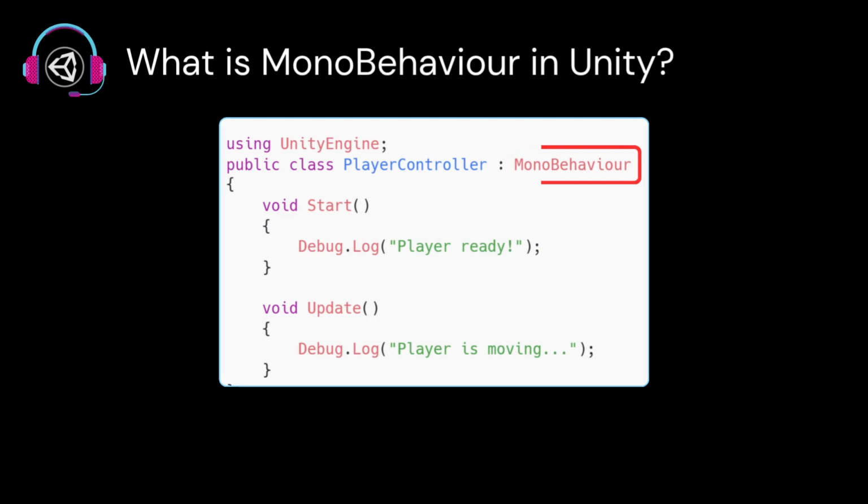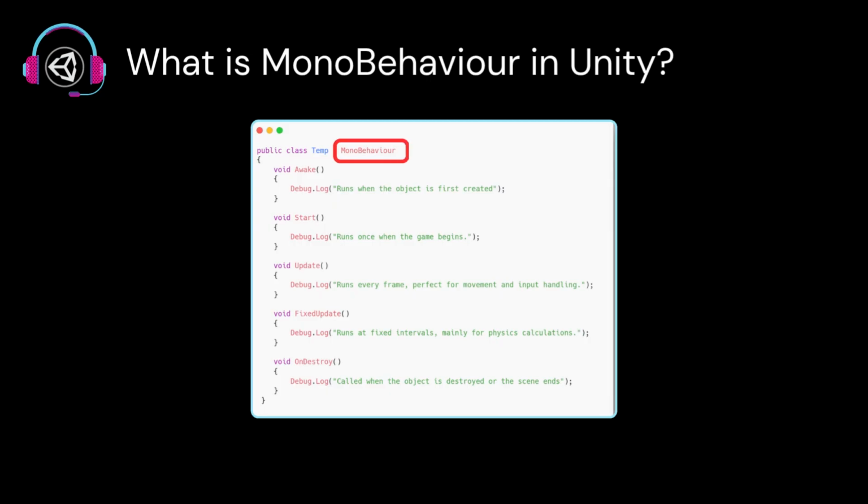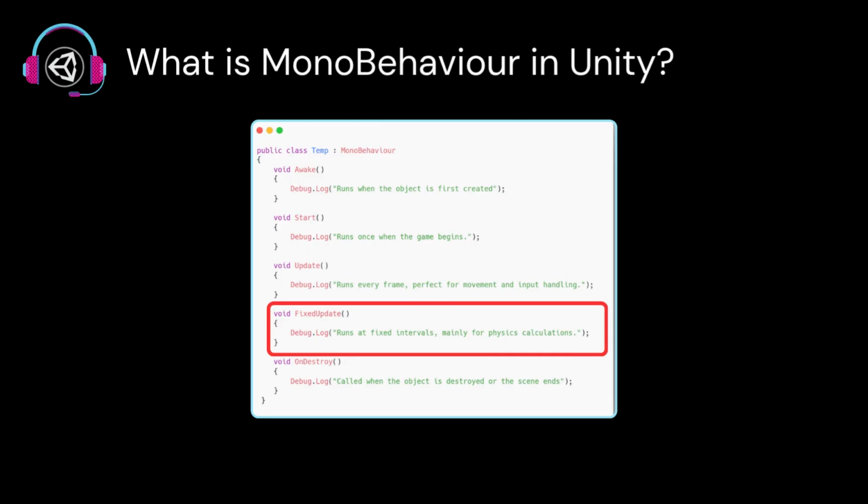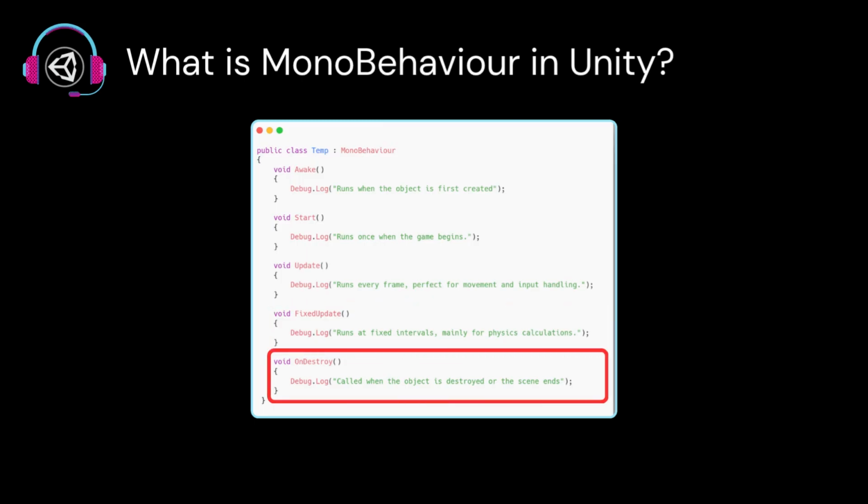When your script inherits from MonoBehaviour, you unlock access to Unity's lifecycle methods, special functions that run automatically at different points during the game. Here are the most common ones. Awake runs when the object is first created. Start runs once when the game begins. Update runs every frame, perfect for movement and input handling. FixedUpdate runs at a fixed interval, mainly for physics calculations. OnDestroy is called when the object is destroyed or the scene ends.